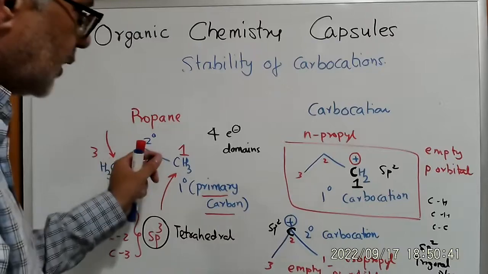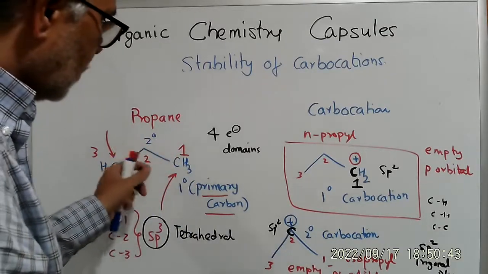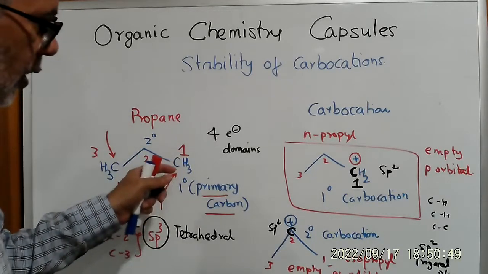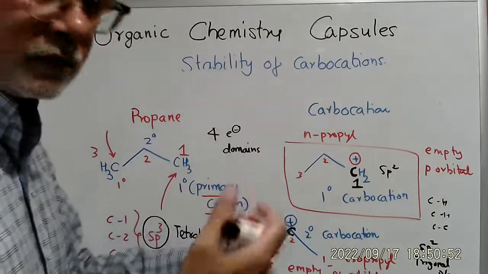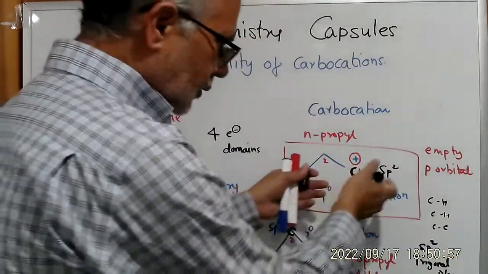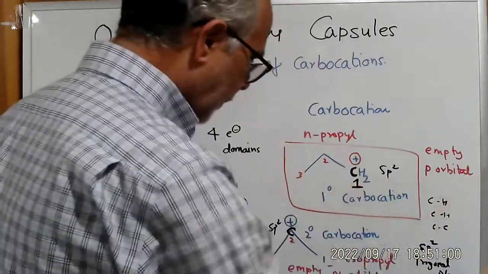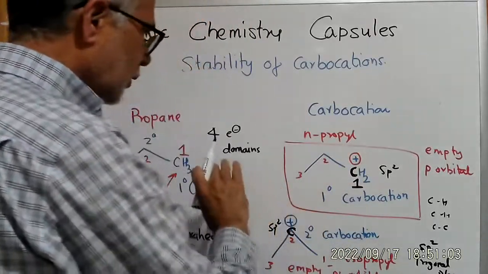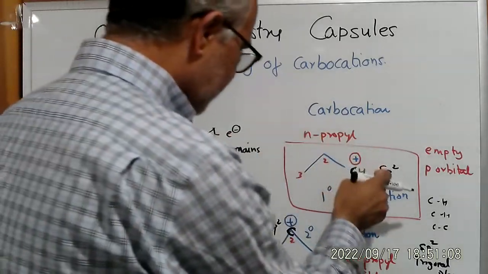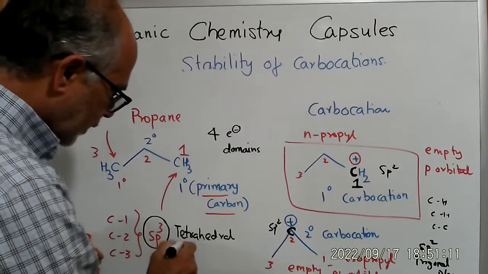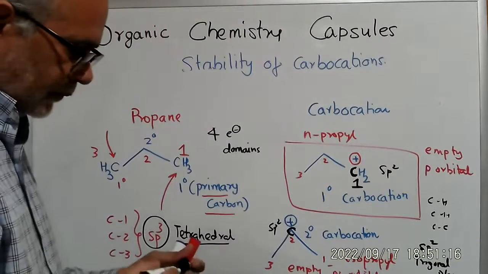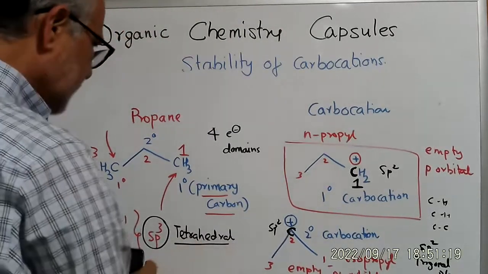So when an sp3 carbon, like in this example, propane, due to some reaction loses an electron pair and becomes a carbocation, during that transition the hybridization changes from sp3 to sp2. So the geometry of that carbon changes from tetrahedral to trigonal planar. So far what we did, let's summarize this.